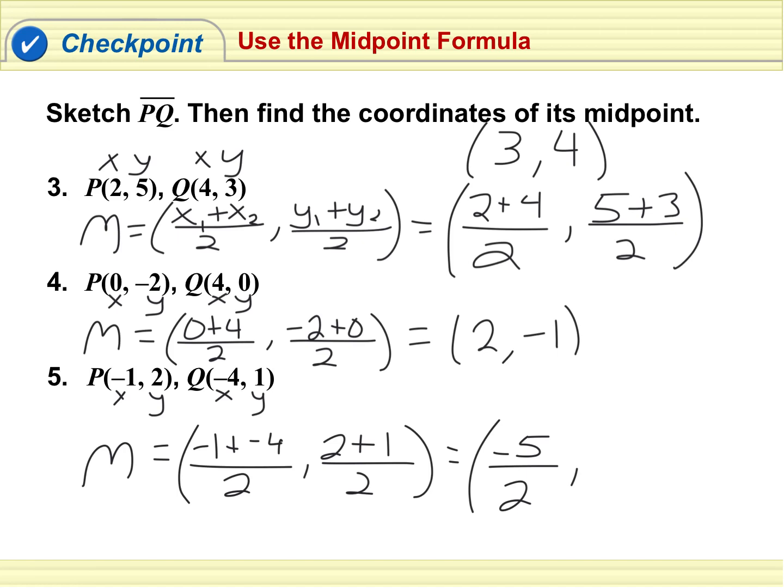Okay, what are our y's? 2 plus 1, over 2. Yep, so you get 3 over 2. I don't know why I did that. This is 3. Any questions over the midpoint formula? We're good? All right.